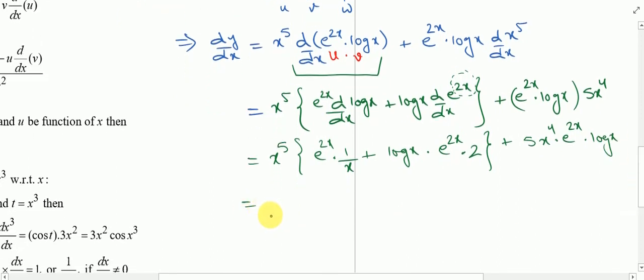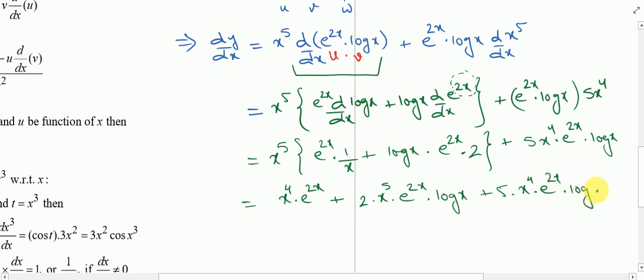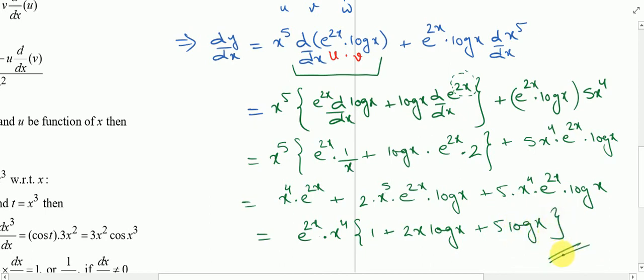Is equal to, here you can open this bracket, so this x will cancel over here, so you get x to the power 4 e to the power 2x plus 2 into x to the power 5 into e to the power 2x into log x plus 5 into x to the power 4 into e to the power 2x into log x. Here you can see that in each term e to the power 2x is common, so e to the power 2x comes out, then x to the power 4 is also common, so you are left with 1 plus 2x log x plus 5 times log x. This is the answer.